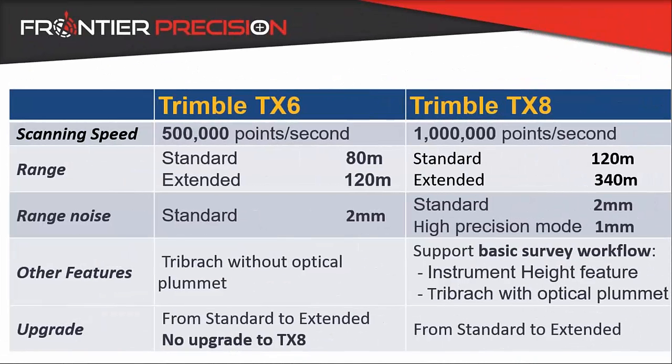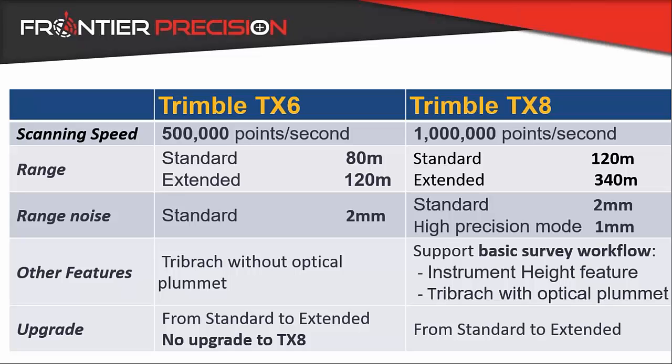Here's just a little matrix on the differences. So the major differences between these two scanners is the TX8 will scan a little bit farther range, as well as its effective scanning speed is much faster. And it does have a high precision mode that the TX6 does not have, which allows for 1 millimeter resolution or range noise.